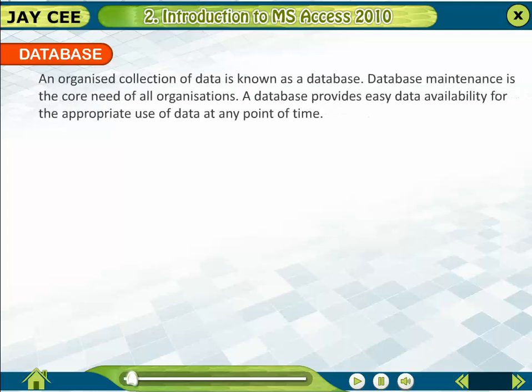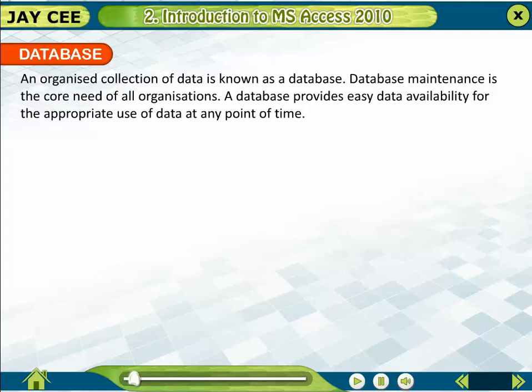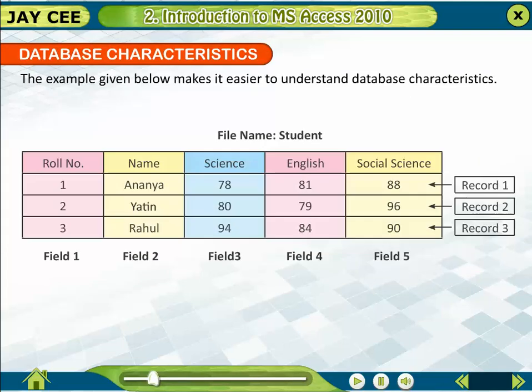Database. An organized collection of data is known as a database. Database maintenance is the core need of all organizations. A database provides easy data availability for the appropriate use of data at any point of time. Database characteristics. The example given below makes it easier to understand database characteristics. File name, student.